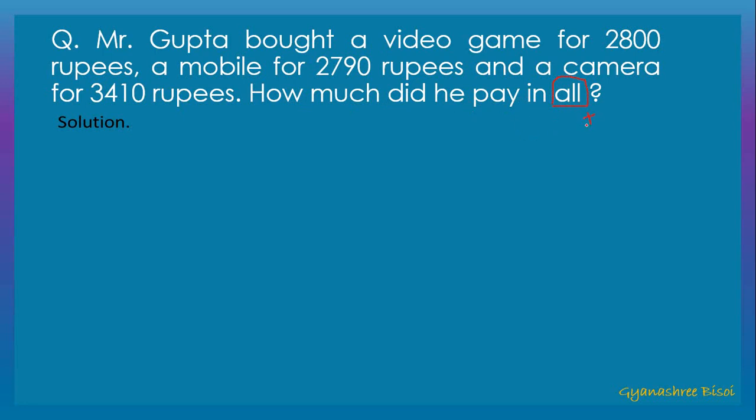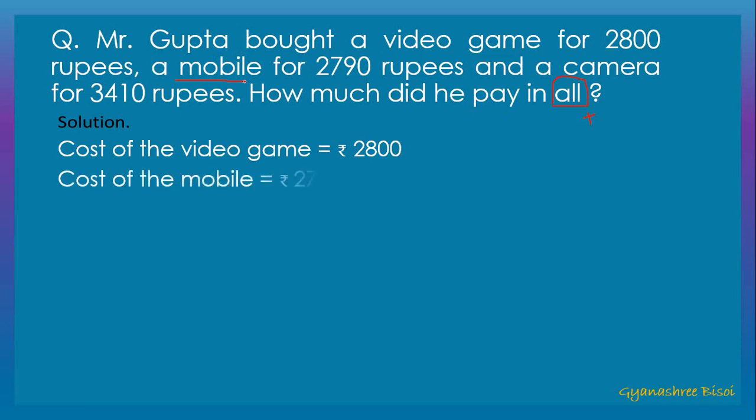And the sign of addition is plus. Now I will write the solution. Write the statements. Correct? And statements, as we have already discussed, I will take from the question. So the cost of the video game equals rupees 2,800. Then mobile. Cost of the mobile equals 2,790. Next, camera. Cost of the camera equals rupees 3,410.